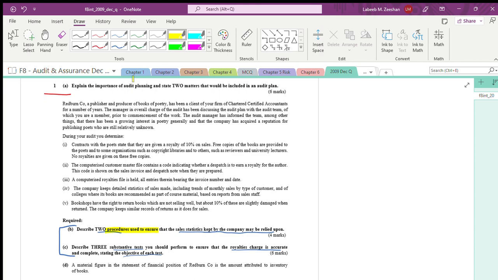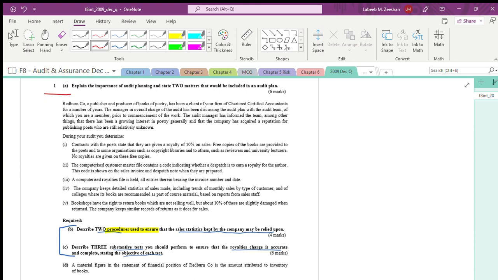The Redburn, publisher and producer of books and poetry, has been a client of your firm, chartered certified accountants, for a number of years. The manager is overall in charge of the audit, discussing the audit plan with the audit team. We are a member. Prior to commencement of the work, the audit manager informed the team, among other things, that there has been a growing interest in poetry and reputation publishing poets who are still unknown. Fine. Now we have to make sure which statistics you can rely upon.